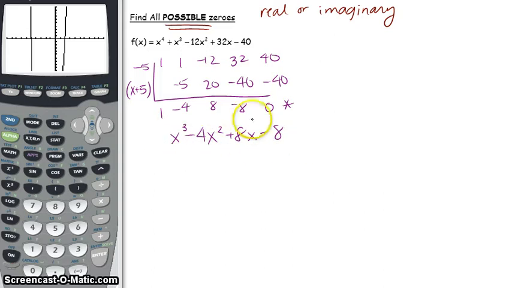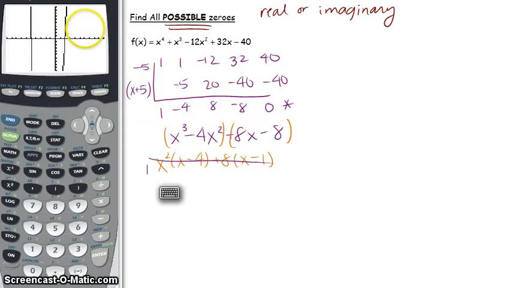From here, since we have 4 terms, we can try to factor by grouping. So let's try that out. So we have x squared, and then we'll factor, and we'll have x minus 4. Then let's pull out an 8 here, and we get x minus 1. That does not work. It's always good to check, because sometimes that will work, and that will save you time. Alright, so let's see what other 0 we can use for synthetic division. Oh, let's try 2. It looks like it could be a 0.